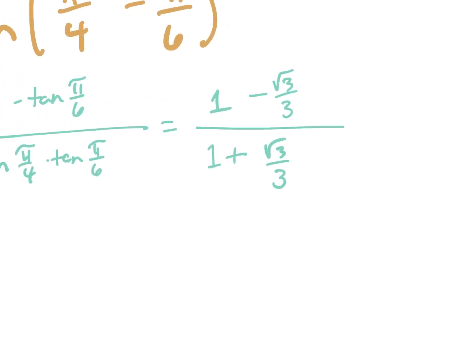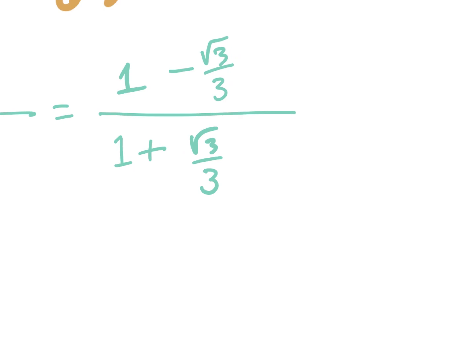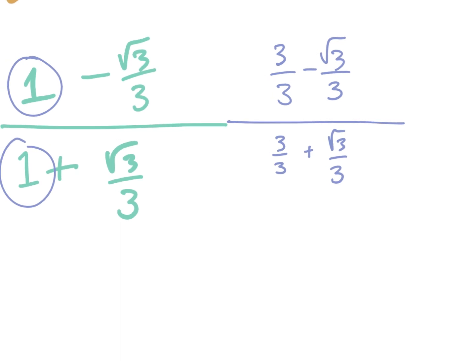All right, so remember on this one, you saw an example like this yesterday. We have to find a common denominator first, and then we're going to have to rationalize. So to find the common denominator, we're going to rewrite these 1s. So we're going to rewrite this as 3 over 3 minus the square root of 3 over 3, and then all over 3 over 3 plus the square root of 3 over 3. Okay?